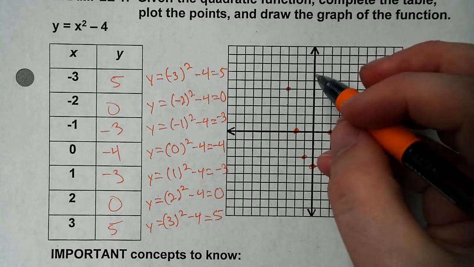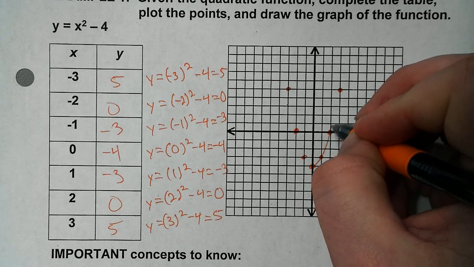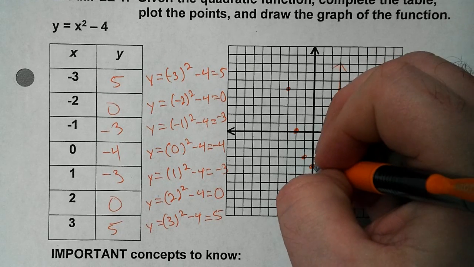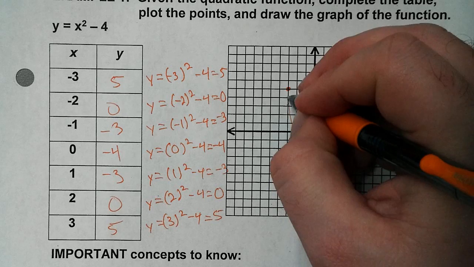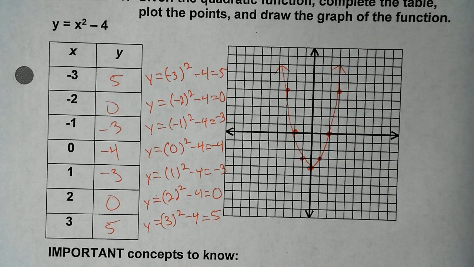Now, when we connect the dots, this is our parabola. It's going to go kind of like this. And that arrow means it keeps going. And this side is going to be a mirrored image. Now, what we're going to do is label some of the points.